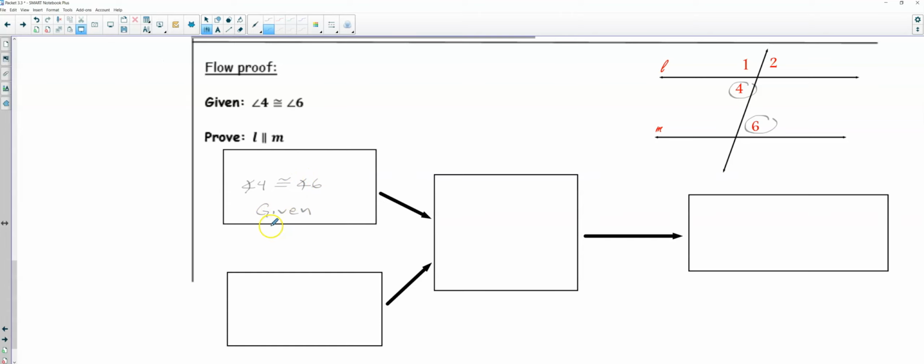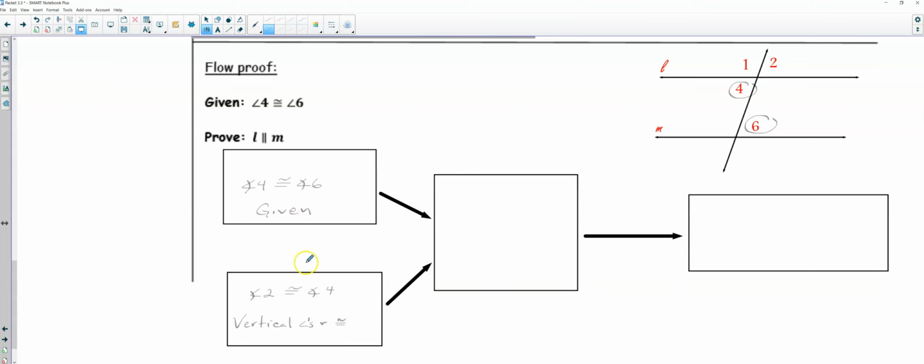That is given. I could also write that angle 2 is congruent to angle 4. And the reason for that is because vertical angles are congruent. Remember that theorem? Vertical angles are congruent. It's my way of abbreviating it.